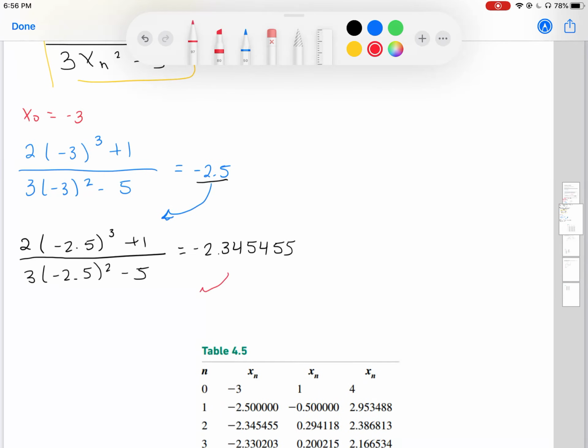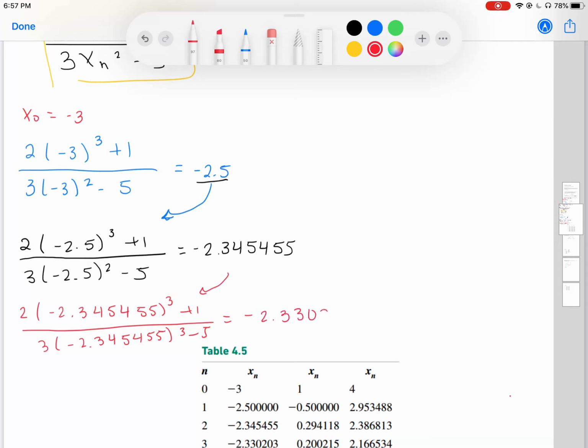Now let's go ahead and plug it in again to a new function. Same formula, different substitution. So I have 2 times negative 2.345455 cubed plus 1 divided by 3 times negative 2.345455 squared minus 5. And this time we get negative 2.33023. And you're going to keep continuing.